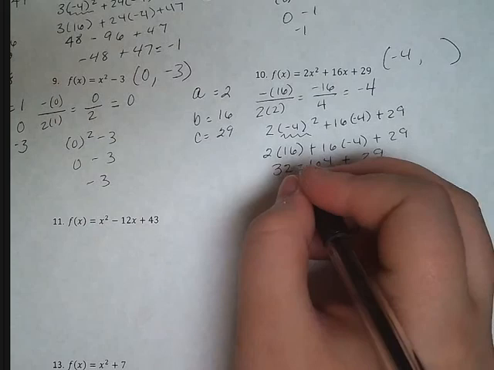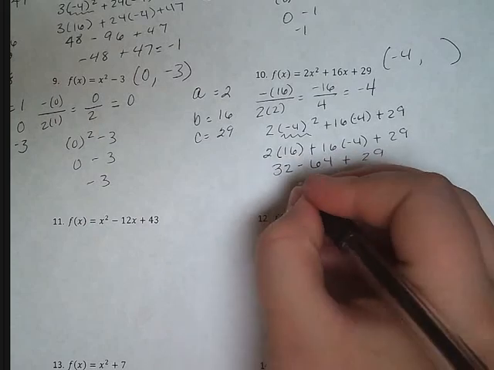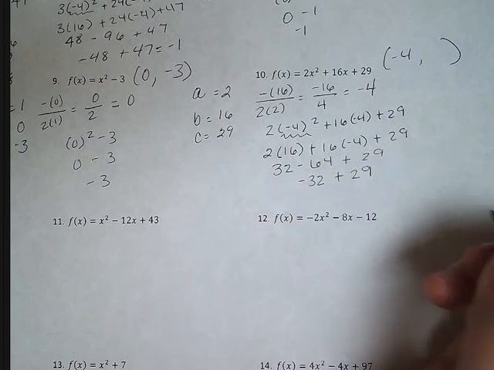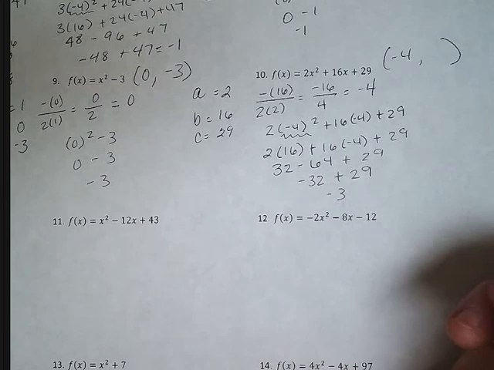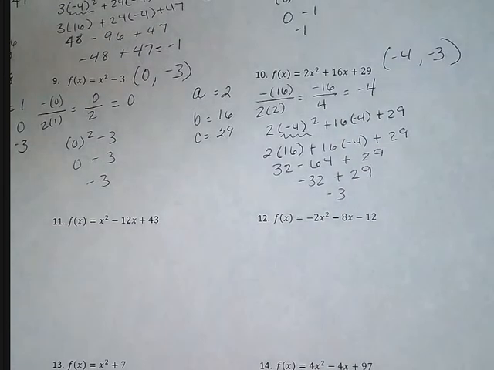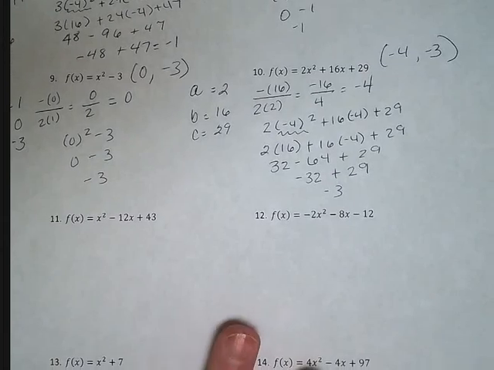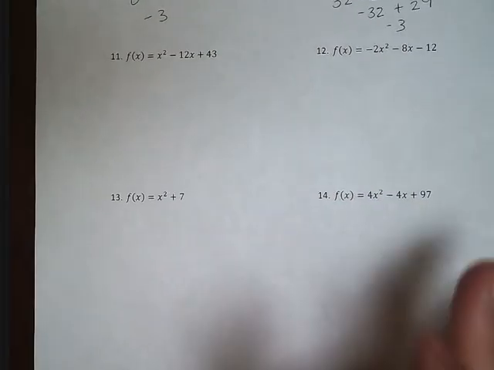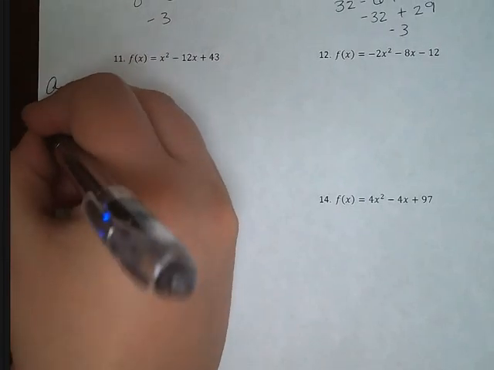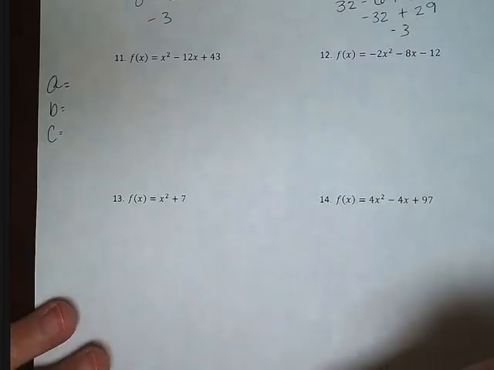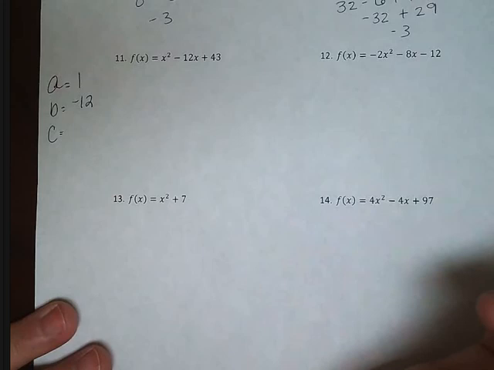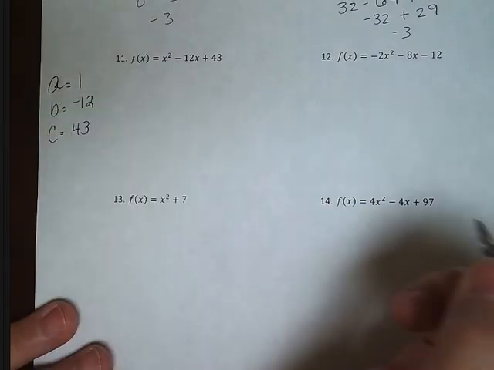So 32 minus 64 is negative 32. And then negative 32 plus 29 is negative 3. So our vertex on number 10 is negative 4, negative 3. Looking at number 11, A is 1, B is negative 12, C is 43.